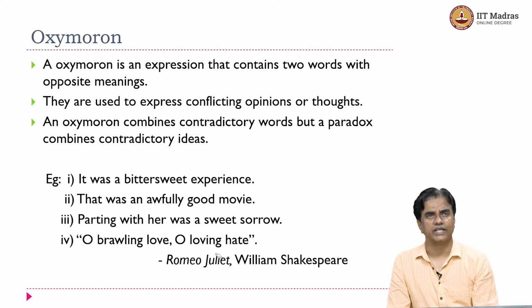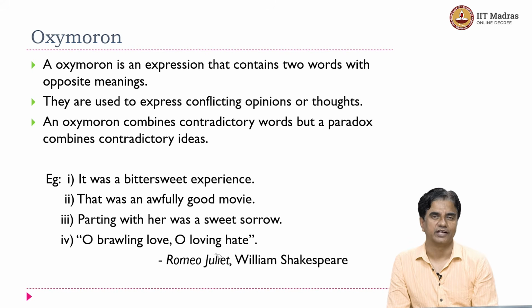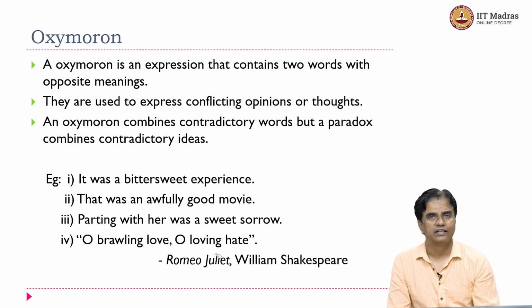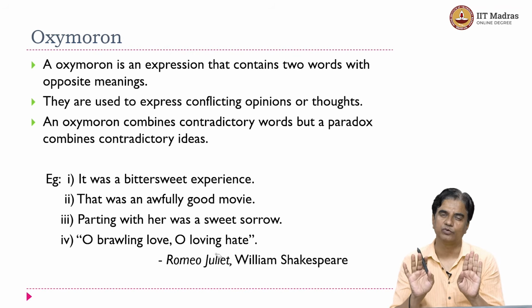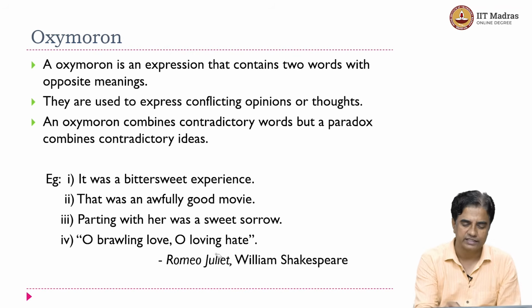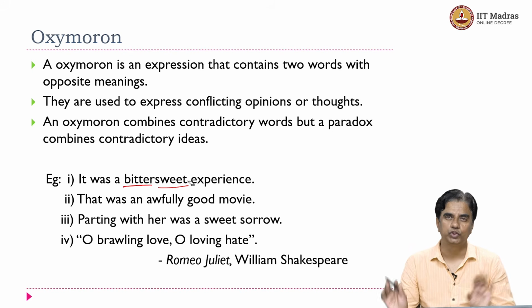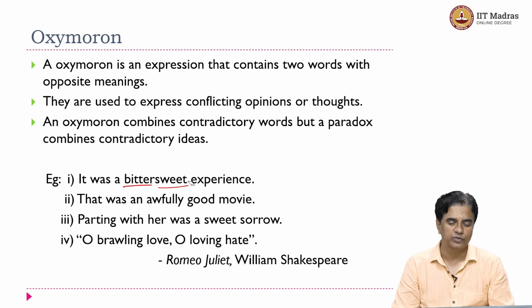Another device is known as oxymoron. We hear this thing many times. Let's understand what it is. Let's look at the example and then we will look at its attributes. It was a bittersweet experience. An expression that contains 2 words which have got opposite meaning. Look at this. Bitter, sweet. 2 opposite features put together in one word. It was a bittersweet experience.